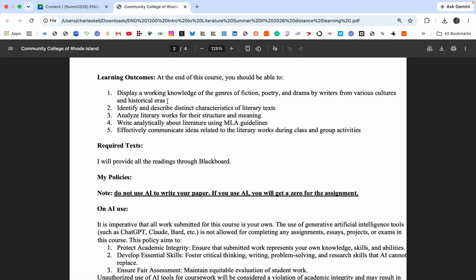Now, one caveat, my area of study is mostly contemporary literature, so we'll be reading literature that is mostly contemporary. We're not going to be reading a lot of old stuff.